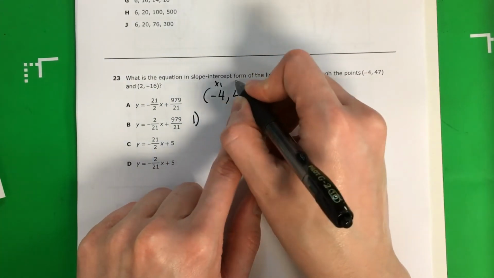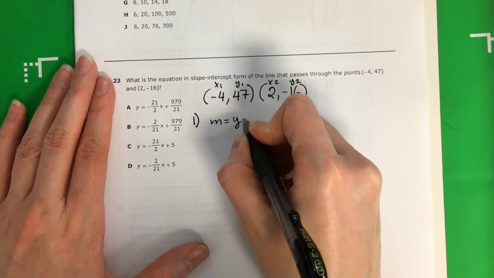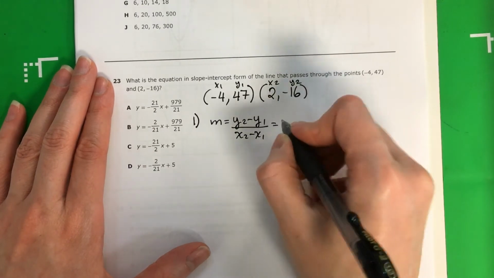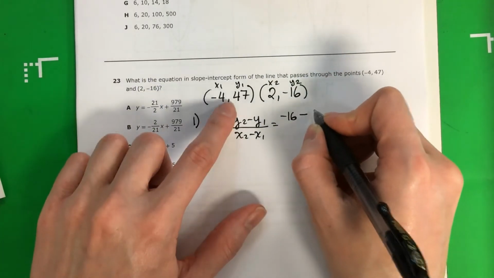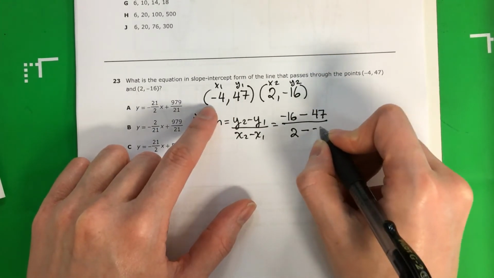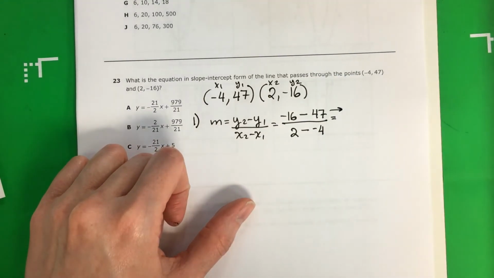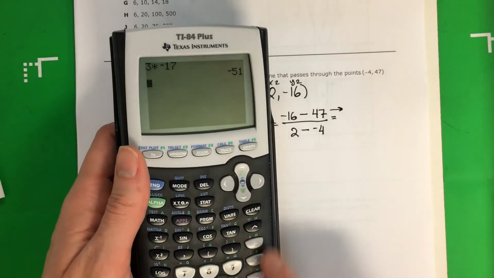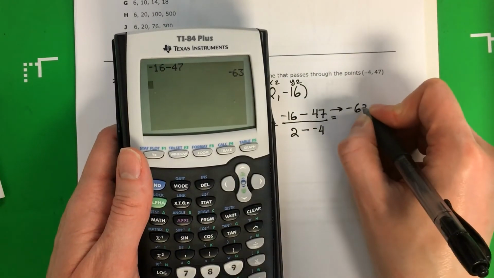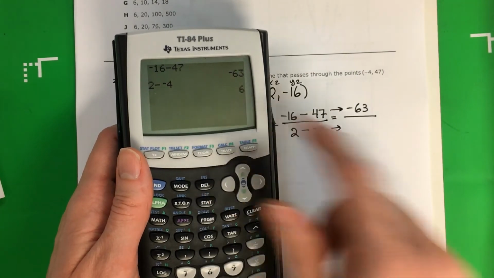Okay, so x1, y1, x2, y2, equals, the formula is y2 minus y1 divided by x2 minus x1. y2 is negative 16 minus y1 is 47, divided by x2 is 2 minus x1 is negative 4. Let's put what is on top in the calculator. So negative 16 minus 47 is negative 63, and we are going to divide by what is down. 2 minus negative 4, that's 6.